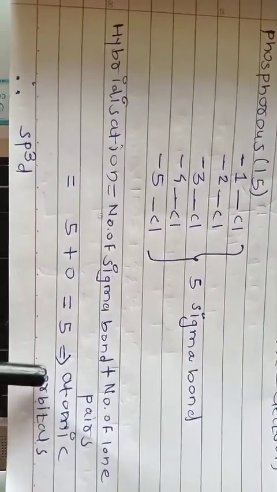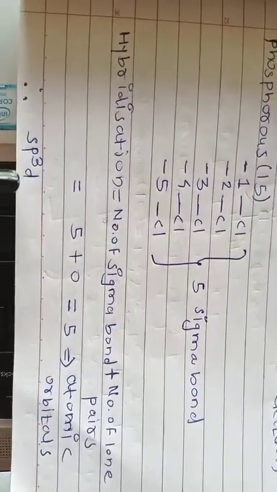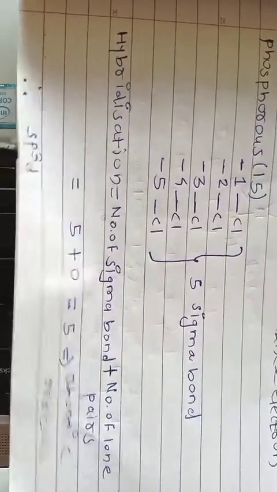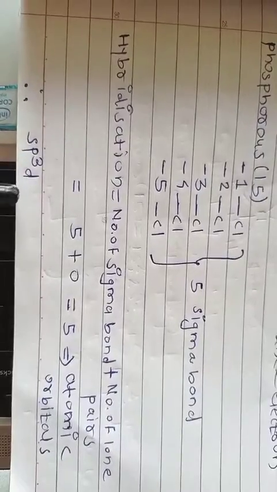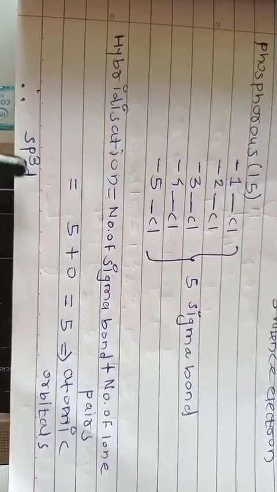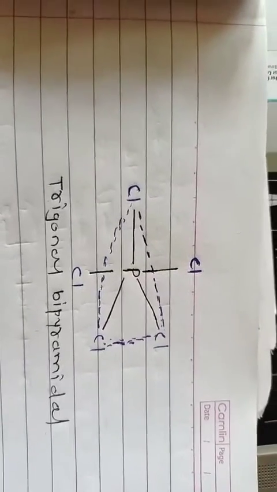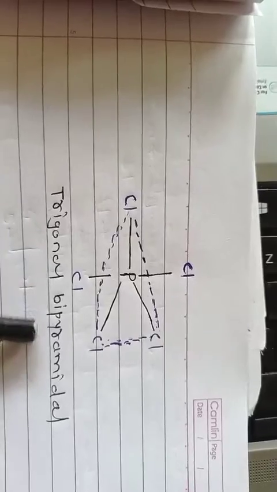So 5 atomic orbitals equal the hybridization sp3d, that is s, 3 p and d, a total of 5 atomic orbitals. Therefore the hybridization is sp3d. This is the structure of PCl5, that is trigonal bipyramidal.